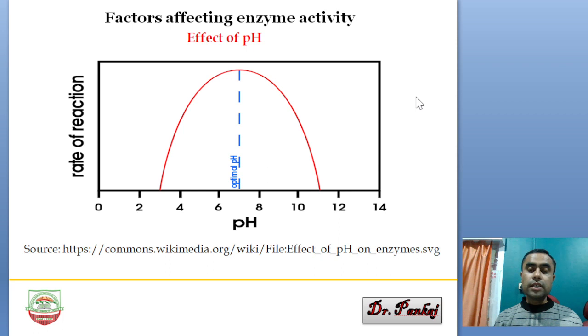And these two terms you must remember: one is optimum pH and the other is optimum temperature. So these are the factors affecting enzyme activity.